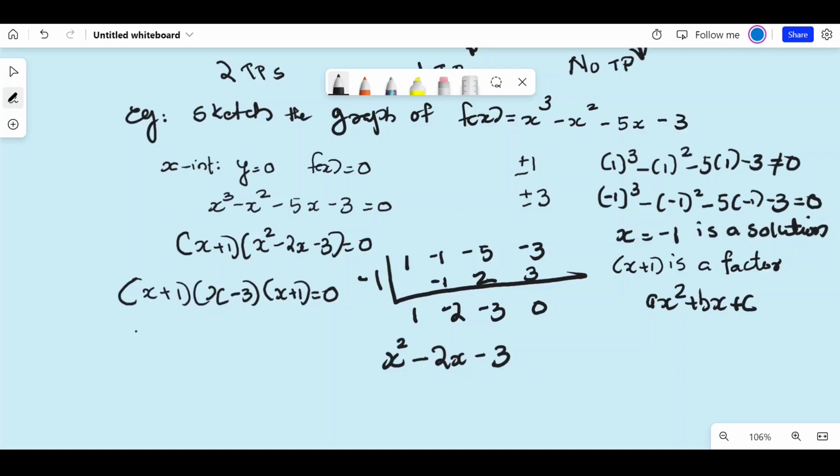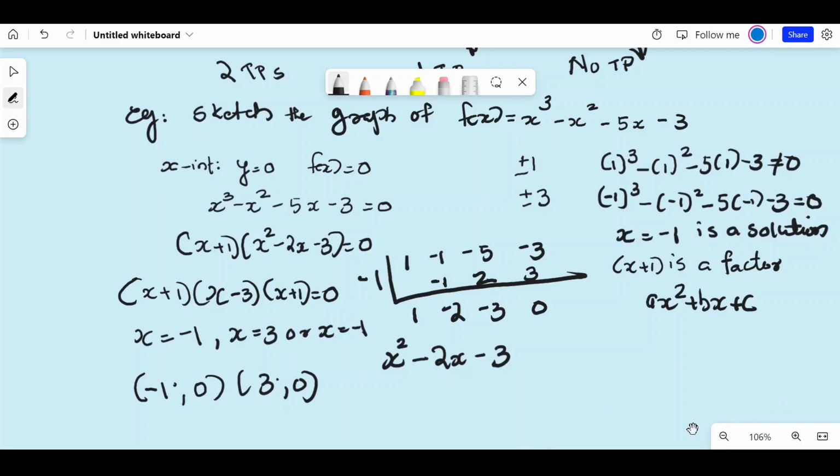That means the final answer is x equal to -1, x equal to 3, or x equal to -1. The -1 is repeating, so actually only two answers. We are finding the x-intercepts here, so the two x-intercepts are (-1, 0) and (3, 0). We have already finished finding the two x-intercepts.